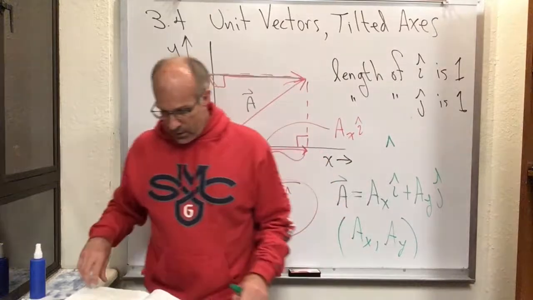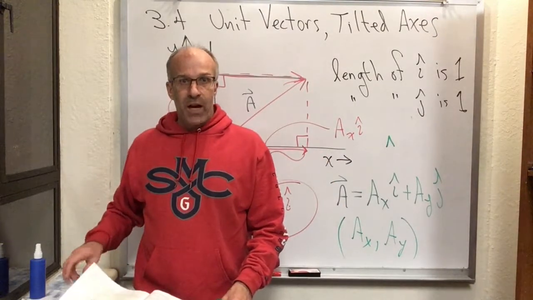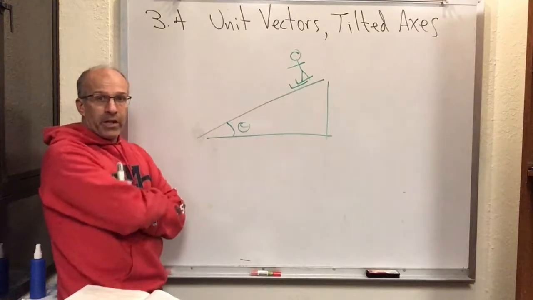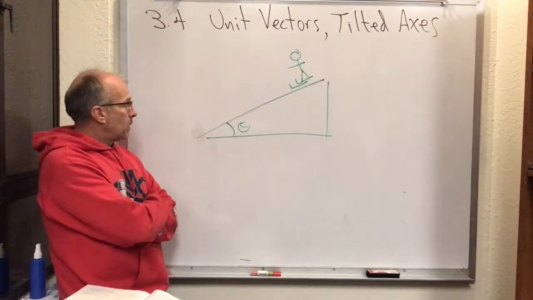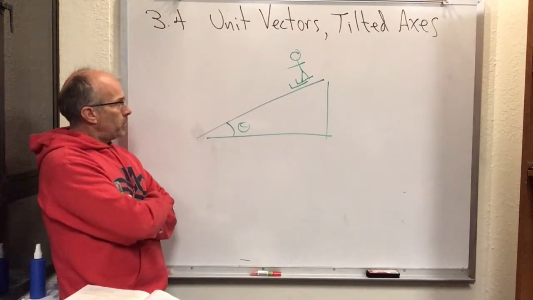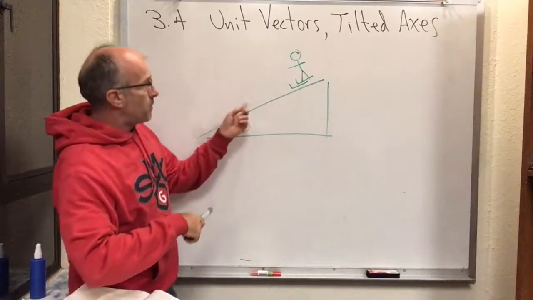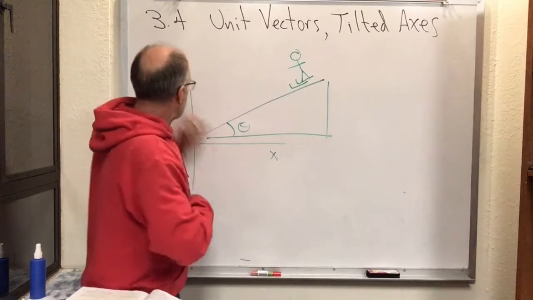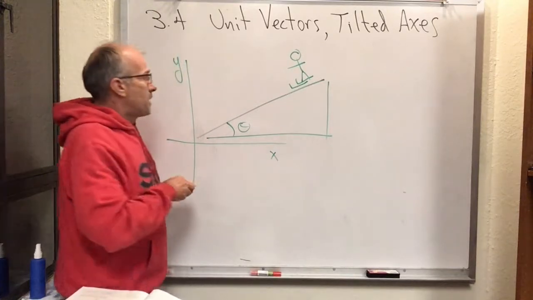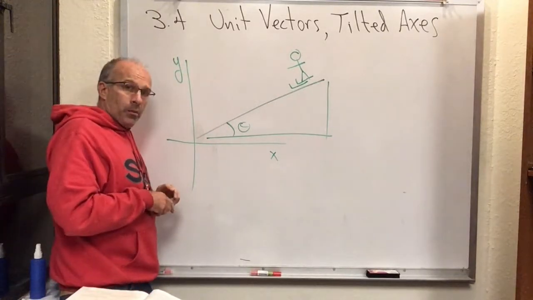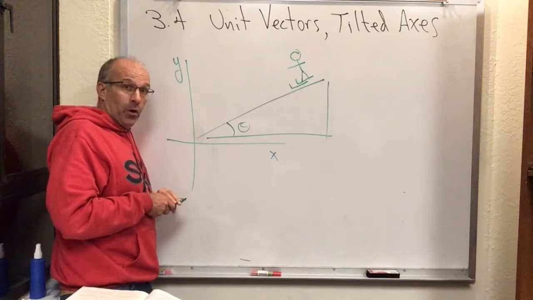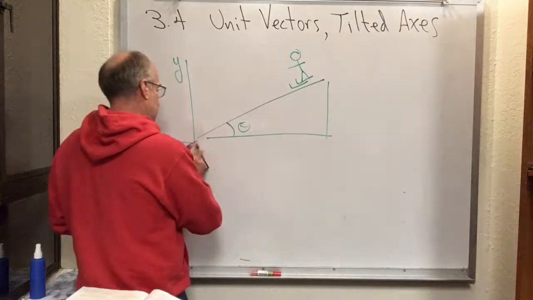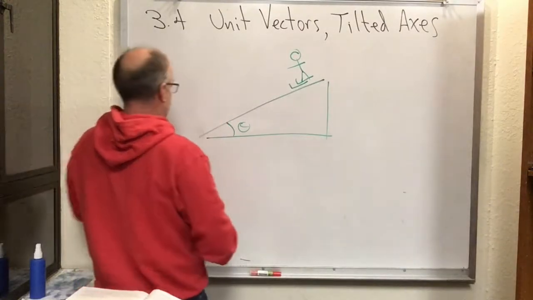Okay, on to the final topic of the chapter, which is tilted axes. Here's a skier going down a hill. Now, you can certainly solve a problem of a skier going down a hill by laying down the usual axes, x and y. But this problem, you might sense, could get a lot simpler if you lay down your axes like this.